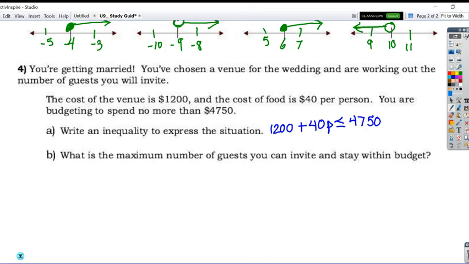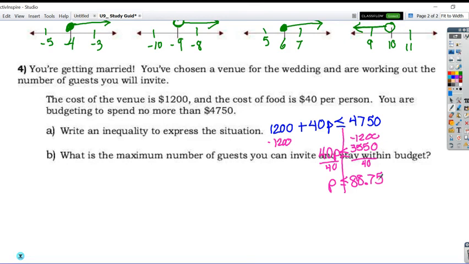So the Part B follow up says, what's the maximum number of guests that I can invite and still stay within the budget? So I need to solve this inequality that I have. Let's go ahead and subtract the 1,200 from each side so that I can isolate this variable. So 40p is less than or equal to 3,550. Divide both sides by that 40 coefficient now. So p is less than or equal to 88.75. So, can I invite a 0.75 of a person?